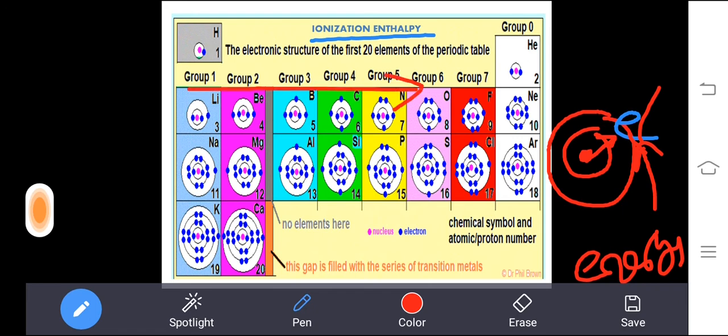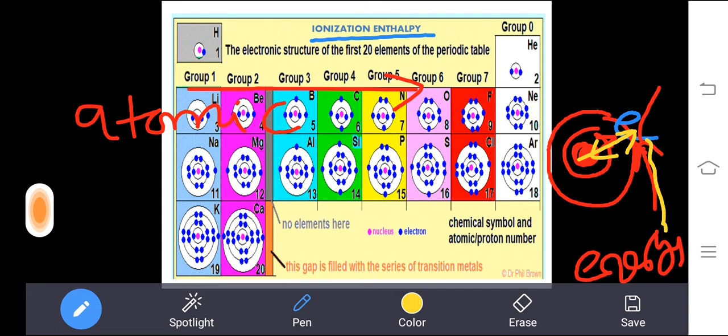When we move from left to right, we discussed at the beginning atomic size. What is happening, students, to atomic size when you move from left to right? It decreases, that is, it becomes small. When the atomic size is small, the effective nuclear charge will be greater. When the effective nuclear charge is greater, the nuclear force of attraction will be greater. So I can't remove this electron that easily.